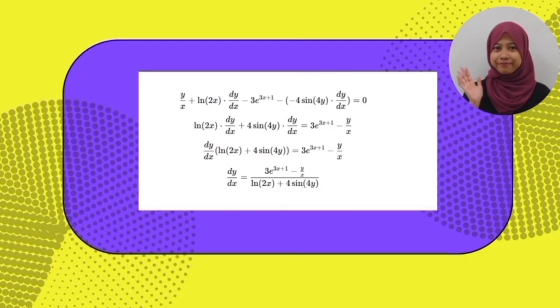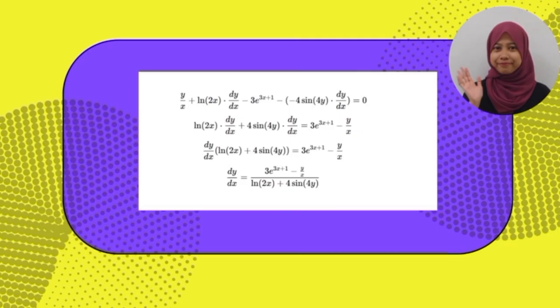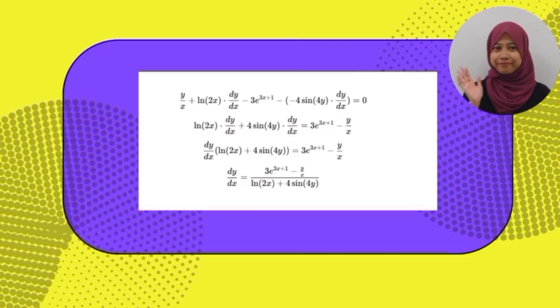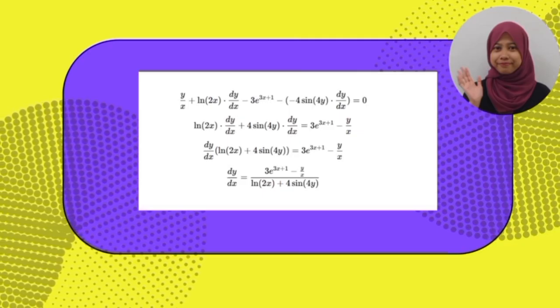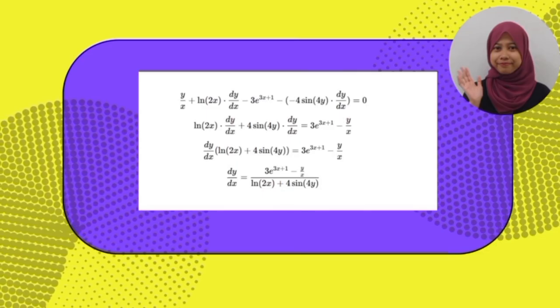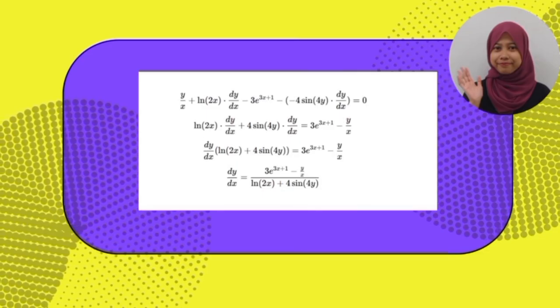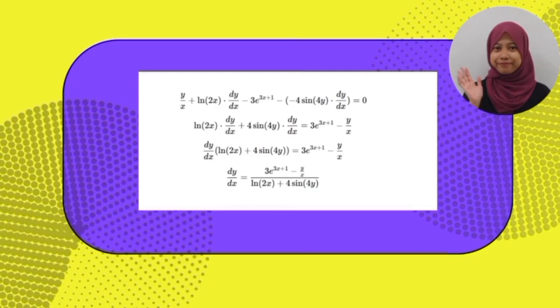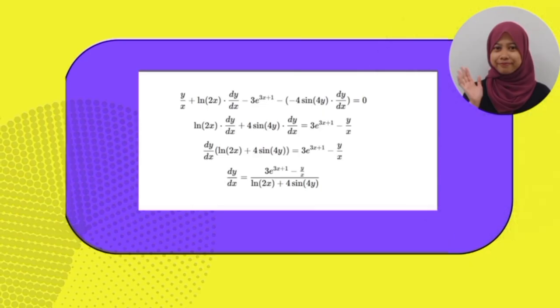So for the next step, we need to separate the dy over dx on the left. So on the left, we have ln 2x multiplied by dy over dx plus 4 sine of y dy over dx equals 3 exponent power of 3x plus 1 minus y over x. And lastly, we need to move the right side over. So we just have dy over dx equals 3 exponent power of 3x plus 1 minus y over x, over ln 2x plus 4 sine 4y.